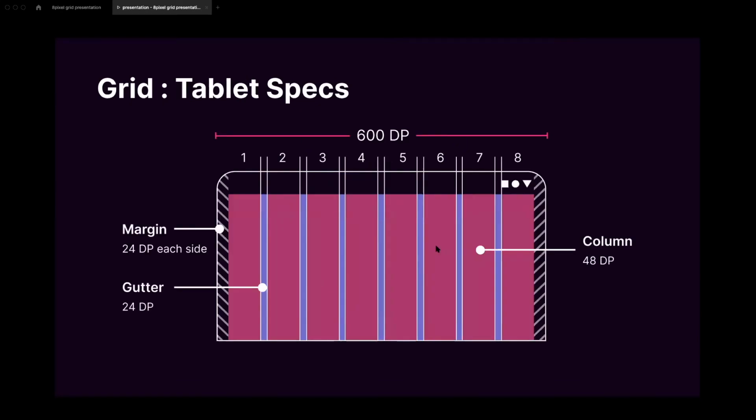On a tablet at a breakpoint of 60 dp, the layout uses 8 columns with 48 dp margin on both sides. Both sides are 24 dp, and it has 7 gutters with 24 dp. Column width is defined using percentage so that the content can flexibly adapt to any possible screen size.